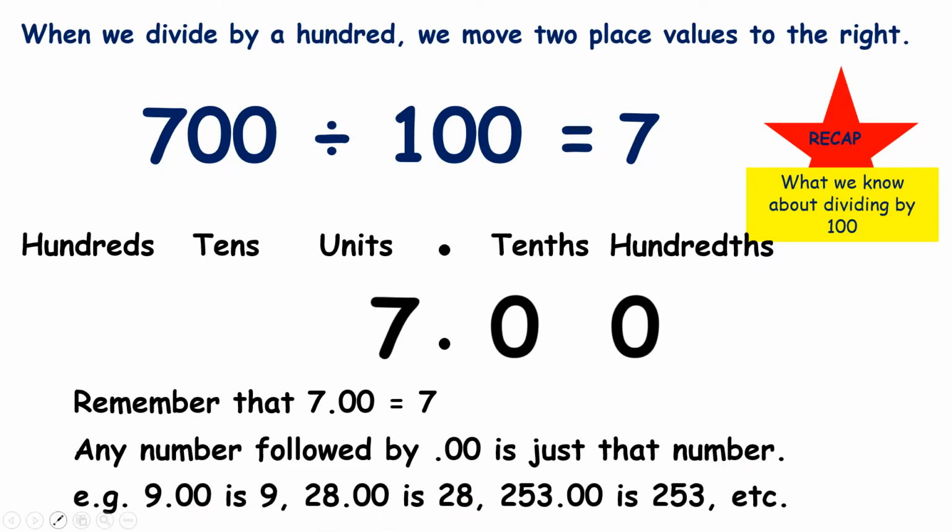So 9.00 is the same as 9, 28.00 is just 28, 253.00 is just 253, and so on.